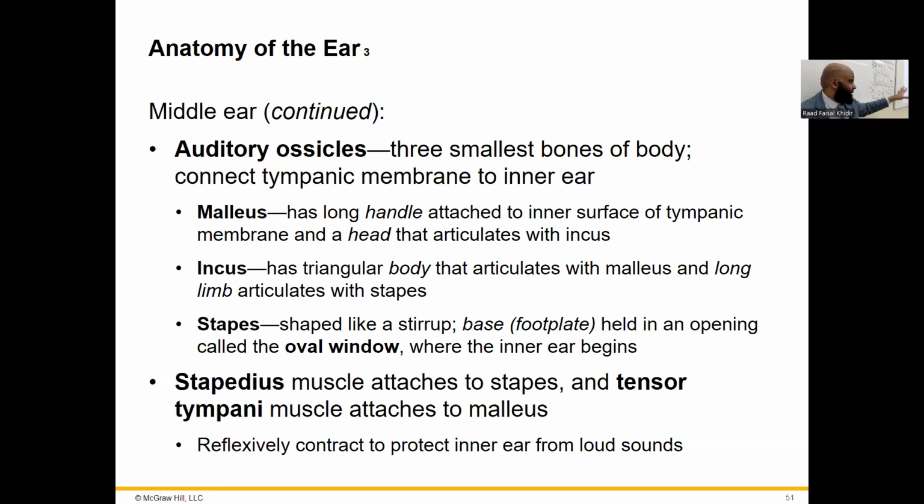It's like the dominoes effect. So the malleus is going to tip over and stimulate the incus. The incus has a triangular body that articulates with the malleus, and the long limb is going to articulate with the stapes. And the stapes is going to receive and propagate that mechanical vibration. So it's shaped like a stirrup. It has a base known as the foot plate that is held in an opening called the oval window. The stapedius muscle is attached to the stapes, and the tensor tympani muscle is attached to the malleus.